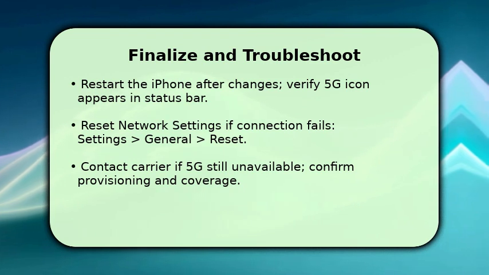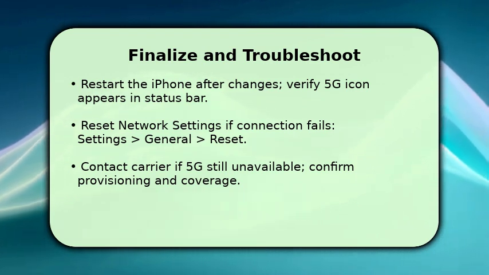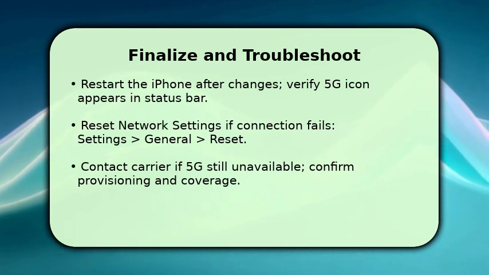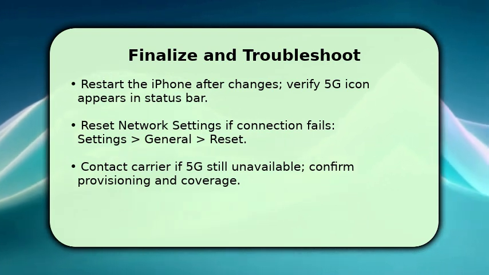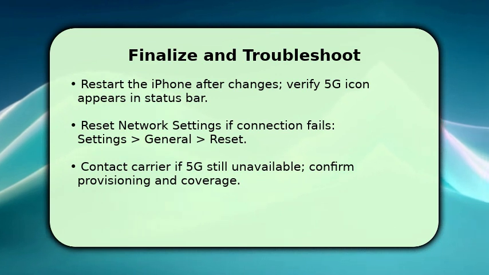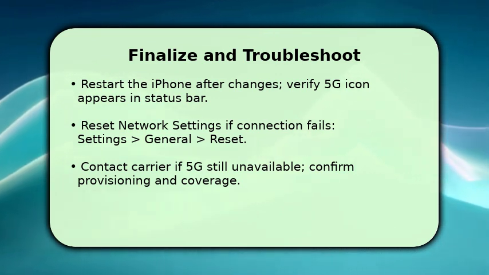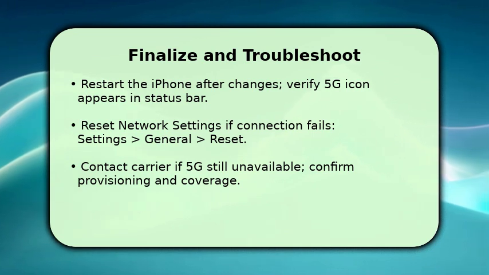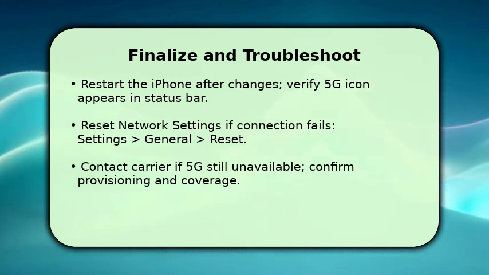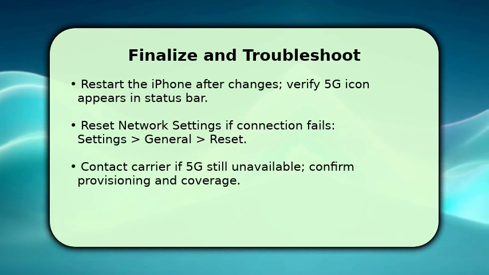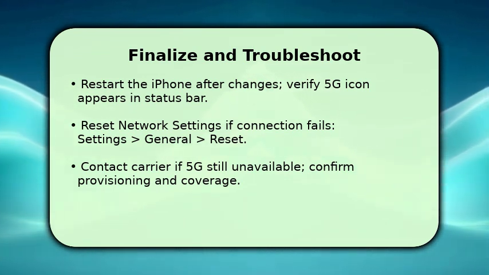If the phone doesn't show 5G, go to Settings, General, Transfer or Reset iPhone, Reset Network Settings. This clears cellular caches and often fixes provisioning issues. If that still fails, contact your carrier to confirm 5G is provisioned on your account and that you're in a 5G coverage area. Do this because sometimes the problem is on the carrier side.